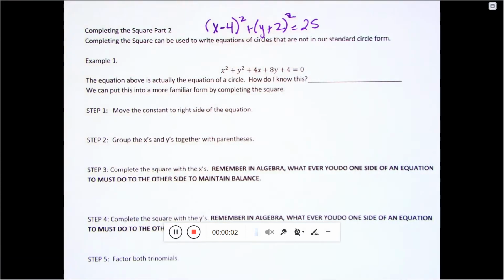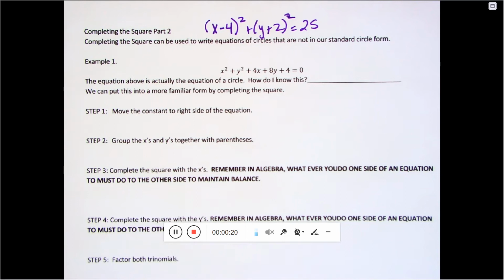Okay, now we're going to look at how this process of creating a perfect square trinomial relates to circles. When we use the term completing the square, what that means is what we were doing at the end of the last video, taking something that's not a perfect square trinomial and making a perfect square trinomial.